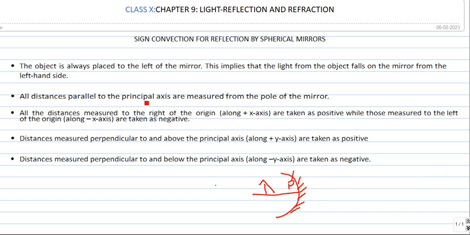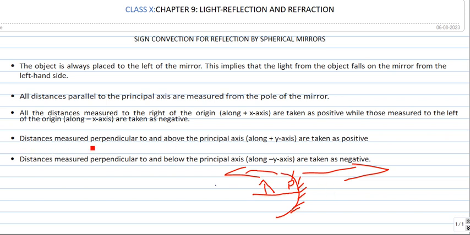All distances parallel to the principal axis are measured from the pole of the mirror. This is what we just saw. From this point we will measure the distance. All the distances measured to the right of the origin along the x-axis are taken as positive, while those measured to the left of the origin are taken to be negative. Meaning from this point, if we measure in this direction, it will be taken as positive, and this direction we will take as negative.